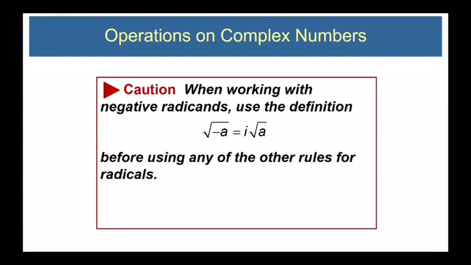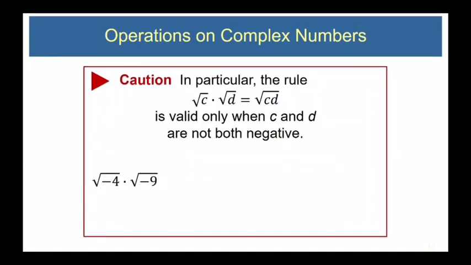Here's just another caution to remember what I said on the last slide. When working with negative radicands, you have to get the i outside the radical first so that you have a positive number under the radical before you can use any of your other radical rules. In particular, our multiplication. If you are multiplying two radicals together, this rule where you can combine a product under one radical is only valid when these two radicands are positive. You can't have them negative.